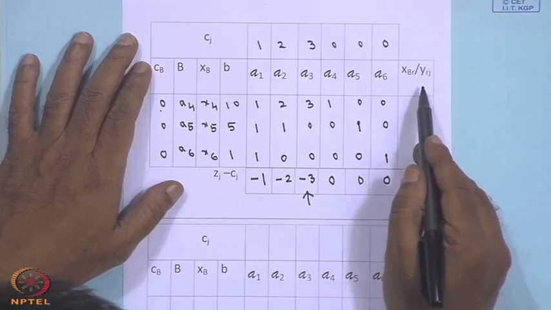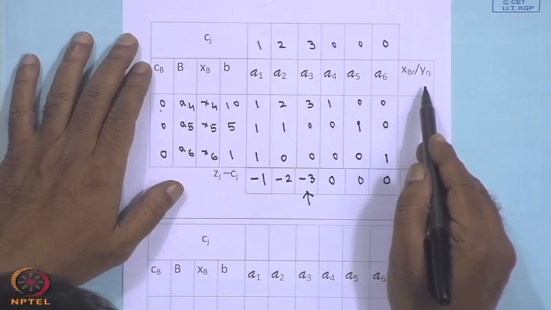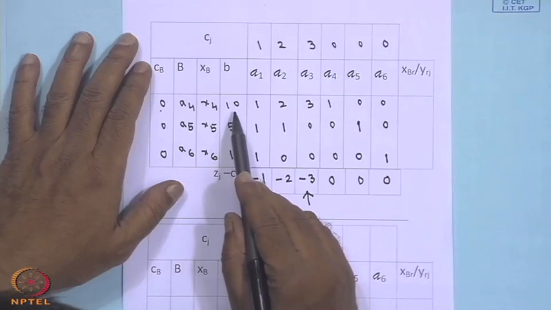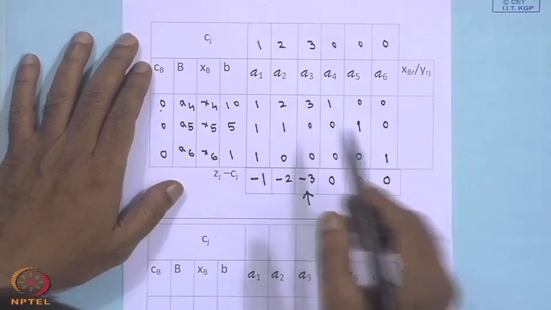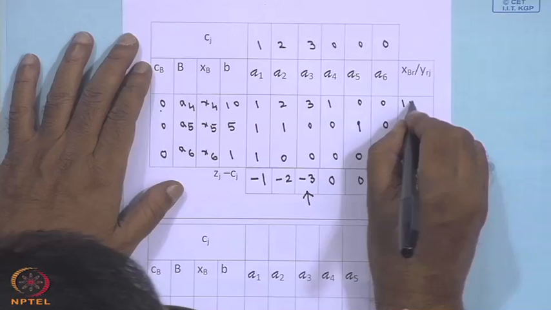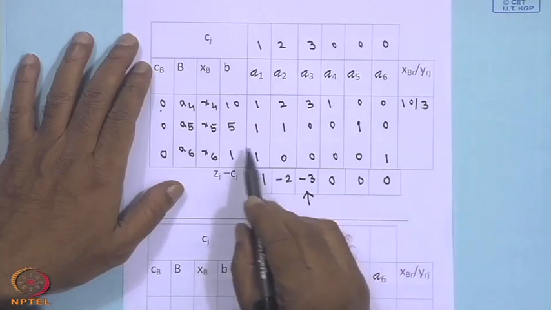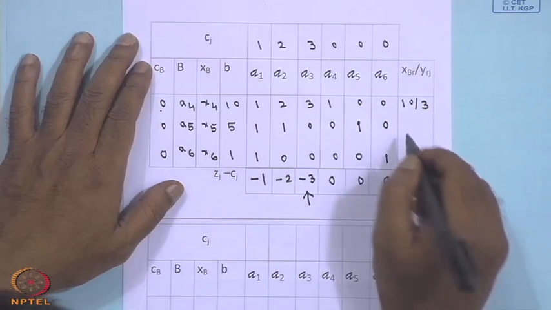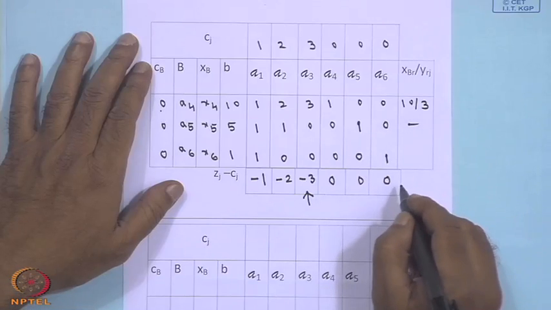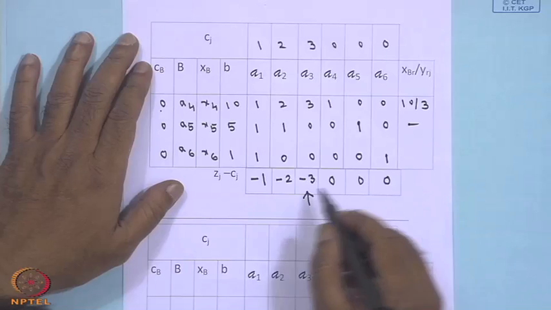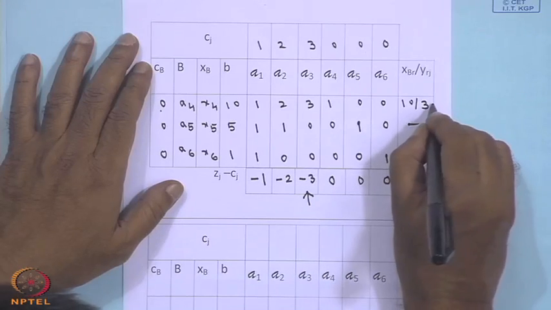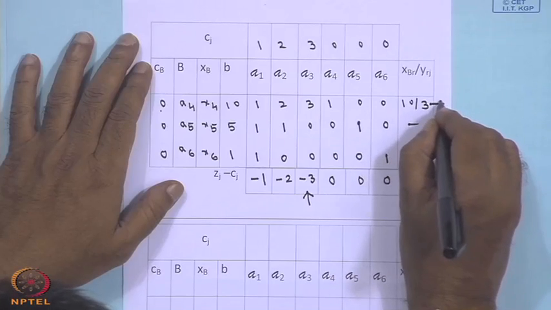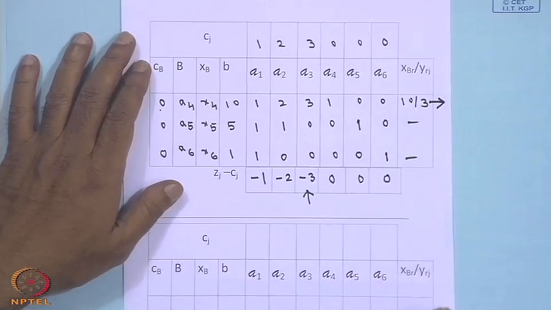Now, we have to calculate the ratio xBr by yrj. Your xBr is b by the A 3 column. So, first one is 10 by 3. The next one, if you see, is 5 by 0. So, this cannot be counted, because we will take only the greater than 0 cases, positive values only. The next one also will be 0, so it is also not counted. Therefore, the outgoing vector is this one.